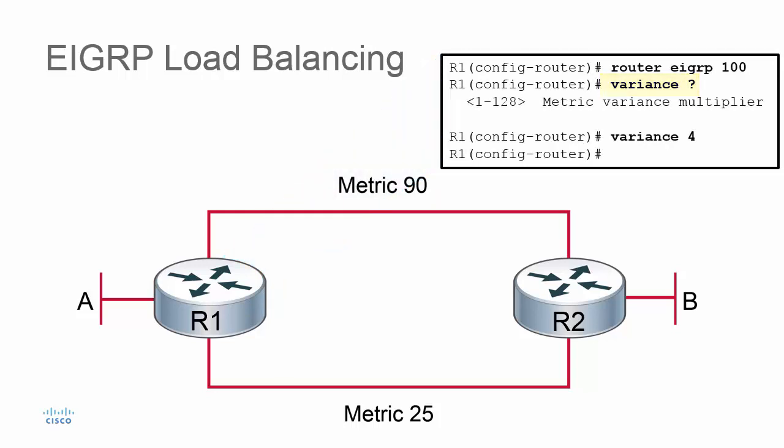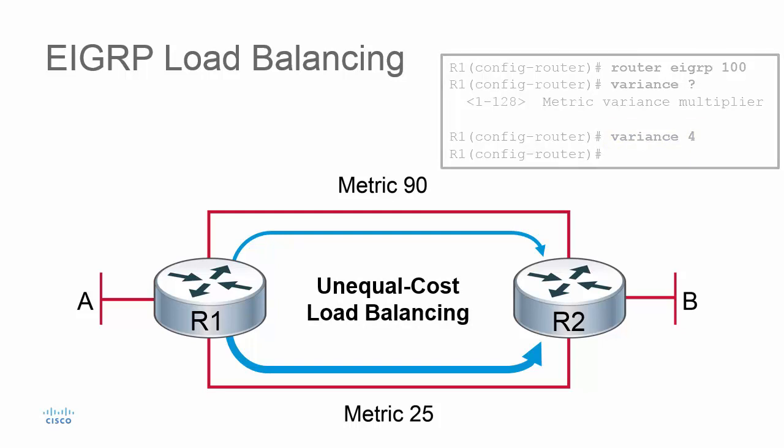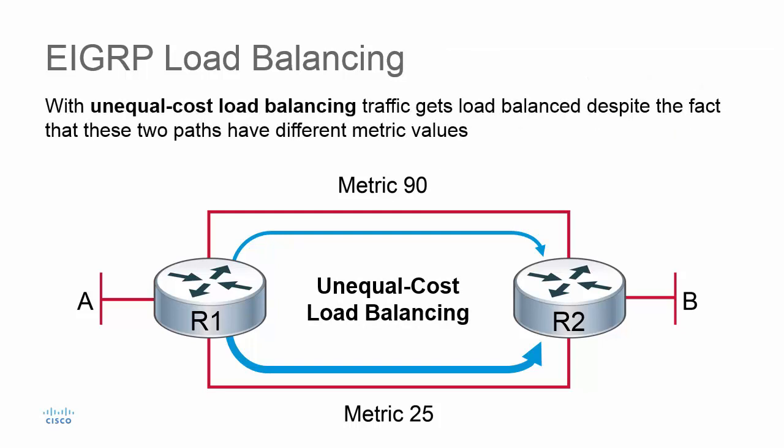You can use the variance command to tell EIGRP to install routes in the routing table as long as they are less than the current cost multiplied by the variance value. So the current lowest metric to get from router 1 to router 2 is 25. If you use the variance value of 4, traffic will get load balanced across all links for which the metric is lower than 100. The metric for the upper link is 90, so less than 100, which means that from now, traffic will get load balanced across these two links. This is called unequal cost load balancing because traffic gets load balanced despite the fact that there are two paths with different metric values. This way, the backup link actually gets utilized.